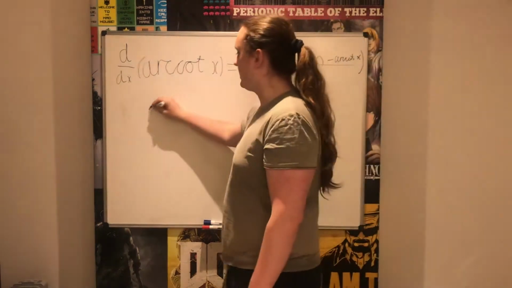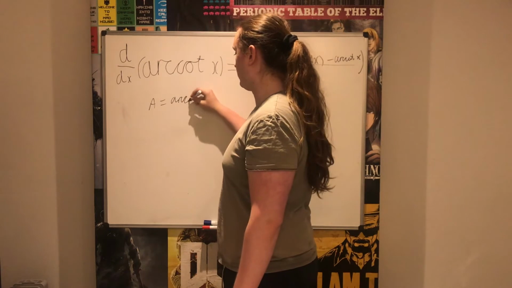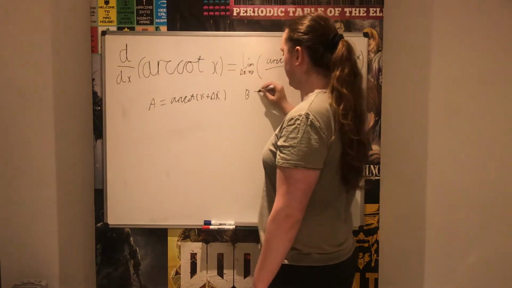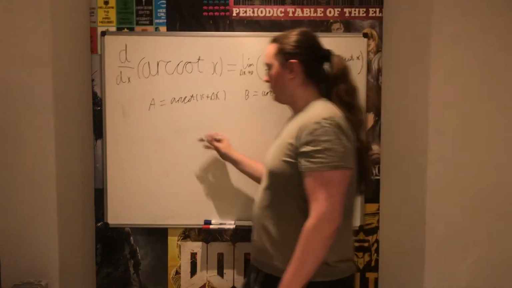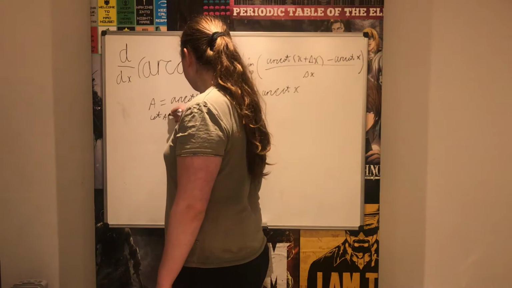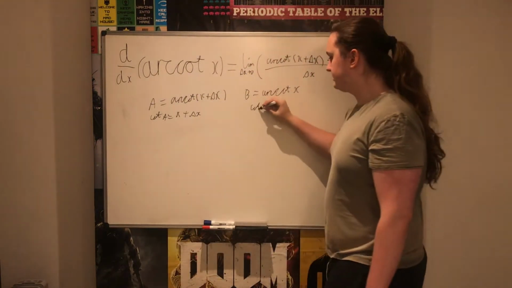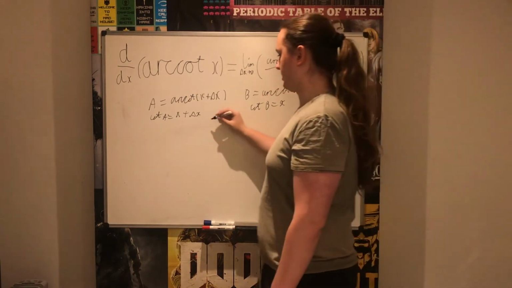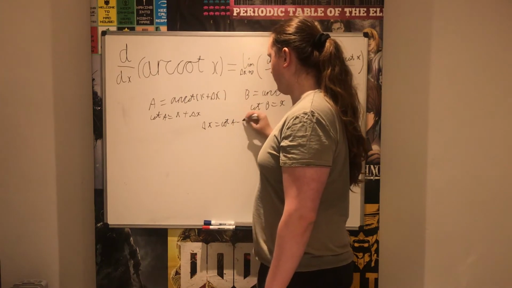Now we can let a equal arccot of x plus delta x, and b equal arccot of x, which means cot of a equals x plus delta x, and cot of b equals x. And this also tells us that delta x equals cot of a minus cot of b.